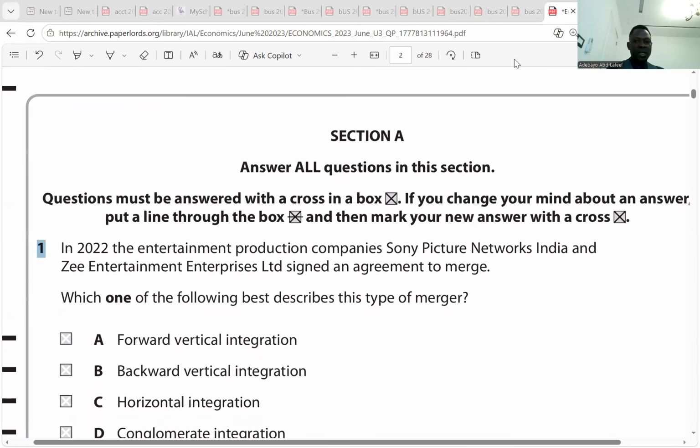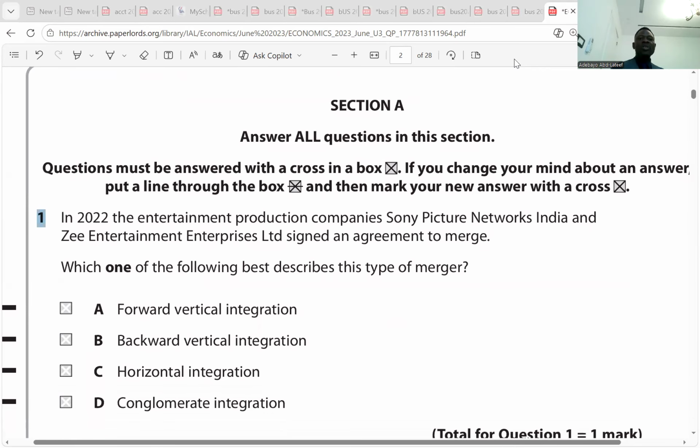So question 1, they said, in 2022, the entertainment production companies Sony Picture Networks India and Z Entertainment Enterprises Limited signed an agreement to merge. Which one of the following best describes this type of merger? When it comes to a merger, it simply means two or more firms are coming together to create a new entity, a new legal entity. That is what a merger is. And a merger is a form of integration.